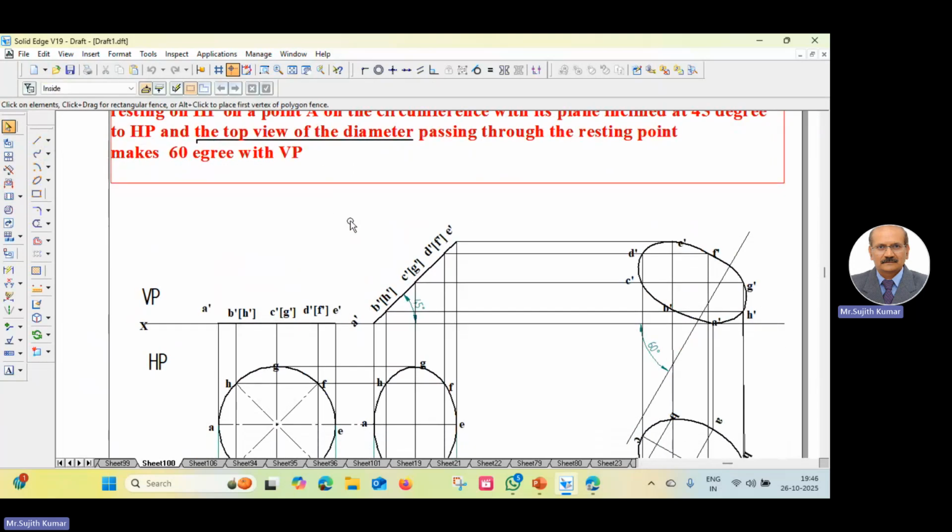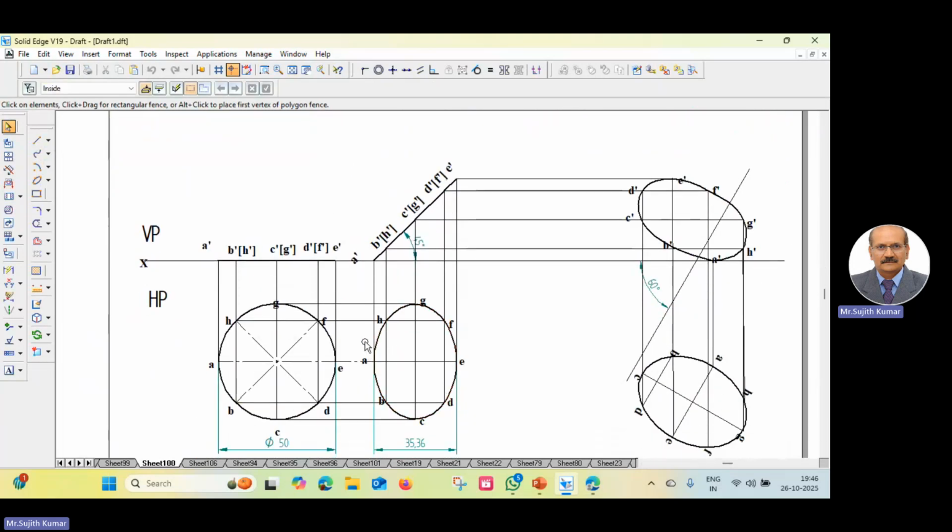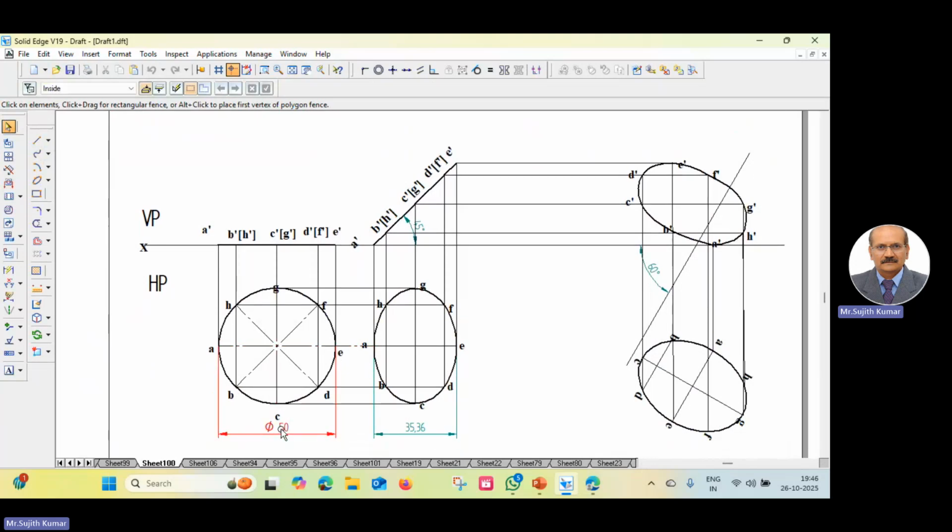Top view of the diameter means this is the top view of the diameter, AE. AE, original length 50, is the true length of the diameter. In the second top view, we get 35.36. Now, this is the top view of the diameter. Whenever in the top view and front view, we get the apparent length, we don't get the true length, because usually the laminas are kept at an angle. So whenever it is kept at an angle, after projection, we get the apparent length. So the top view is an apparent length.